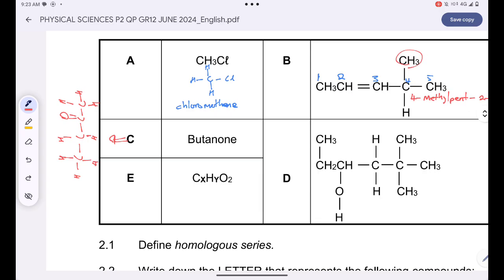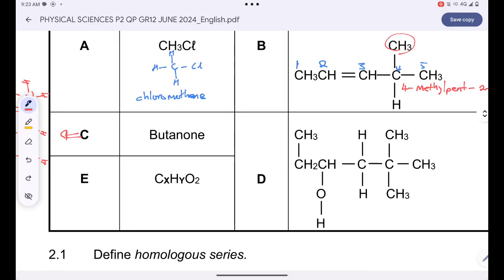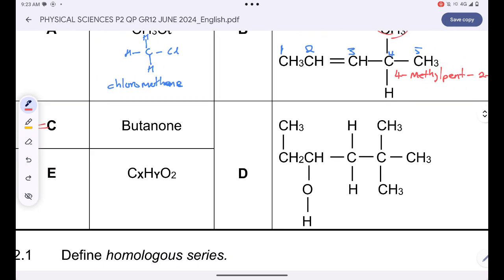Okay, and then compound D. Compound D is an alcohol. How do I know that it's an alcohol? Because it has a hydroxyl group. And this type of alcohol is a secondary alcohol. Why is it secondary? Because the carbon which is bonded to the hydroxyl group is also bonded to 2 other carbons. Are you together? So it's a secondary alcohol, number 1.